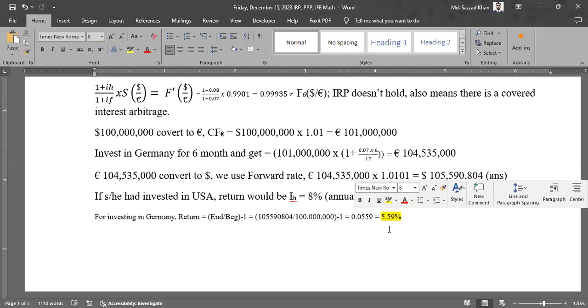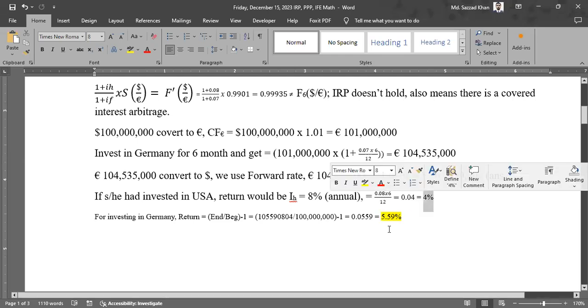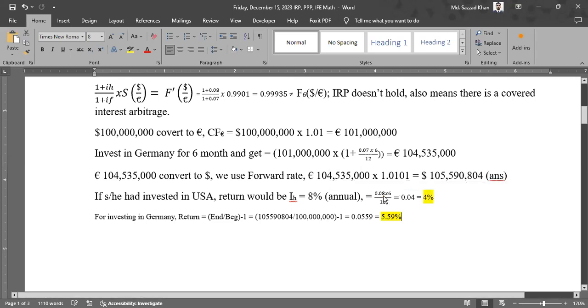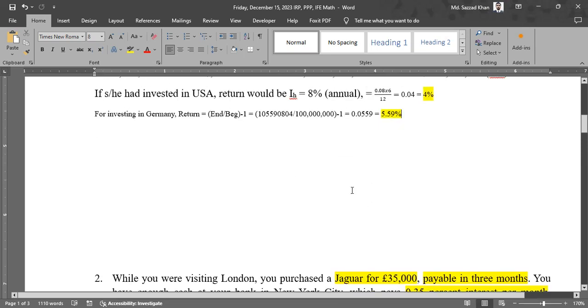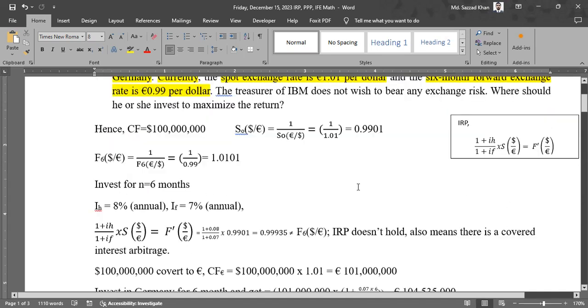As you can see, for investing in my home country for 6 months, I'm earning only 4% return. But when I invest in Germany for 6 months, I'm actually generating 5.59 or 5.6% return. So why not invest in Germany, convert our dollar to euro, then invest in euro? This is how you do this math.